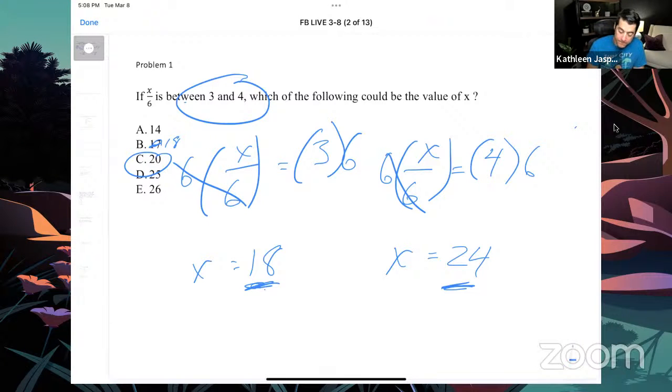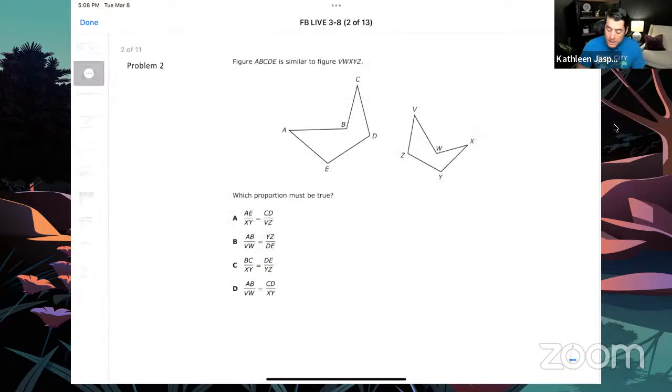All right. Okay. The next one here, I like this one because this can be a challenging problem for a lot of people. And when I teach this in my geometry classes, it's just real simple and straightforward. So the way that this goes is it says figure ABCDE is similar to figure VWXYZ. Which proportion must be true?